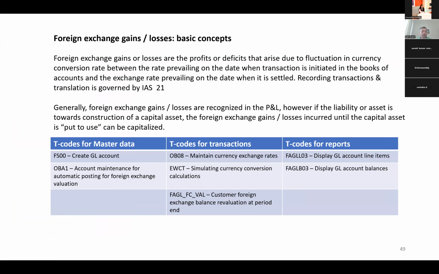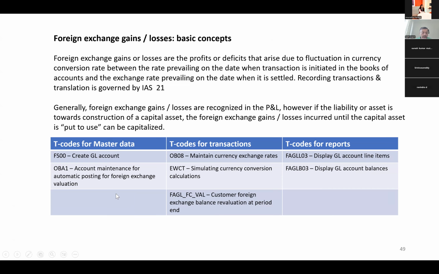Second is the control account. The entry doesn't go in the actual vendor account. It has to go in a separate GL account, because you cannot do this entry in a vendor account, because the vendor has nothing to do with it. So that is why we have to create a separate control account.